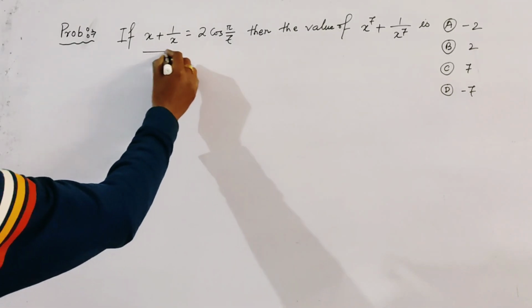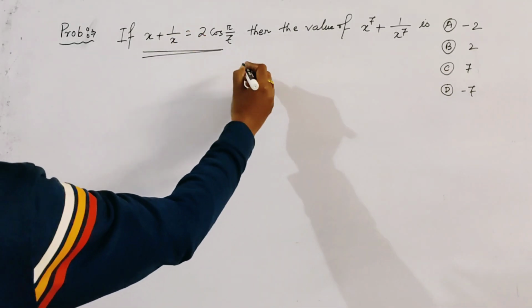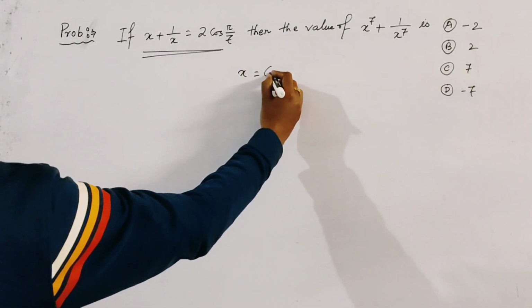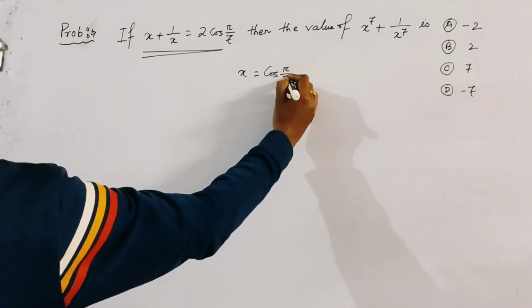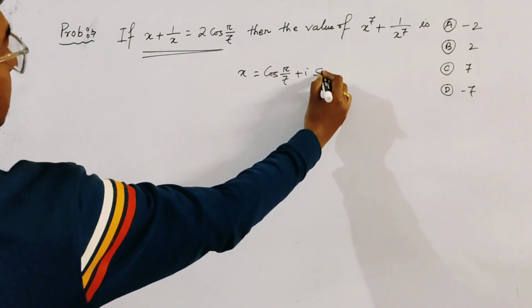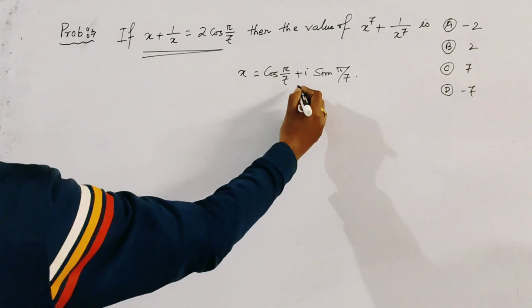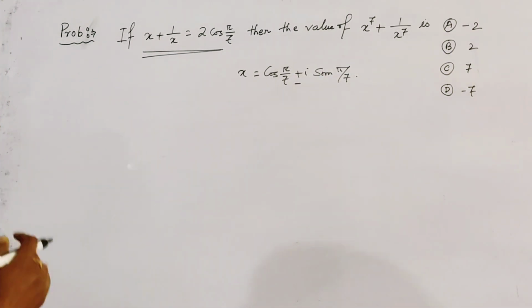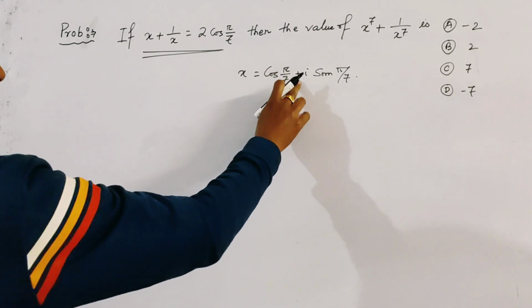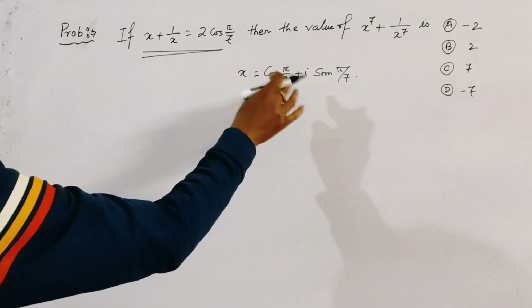For this type of problem, we may write directly x is equal to cos pi by 7 plus i sin pi by 7, or we may write minus. Plus and minus both give the same result. How to find this x?